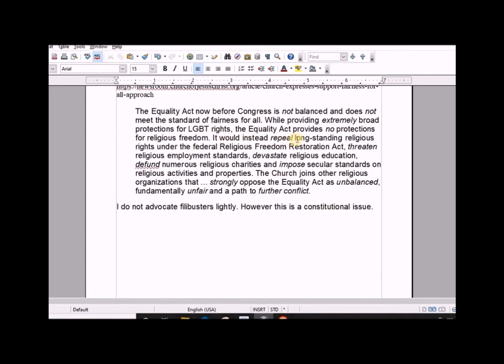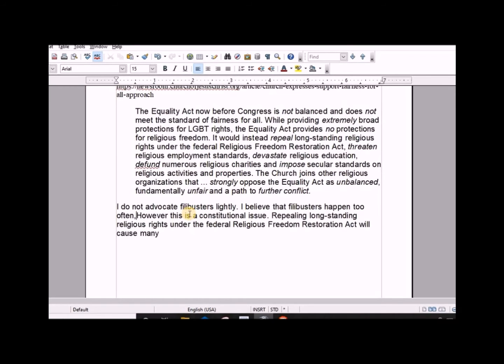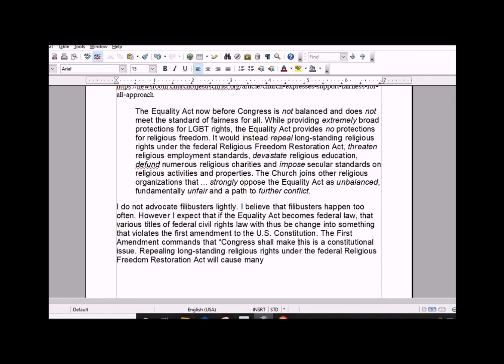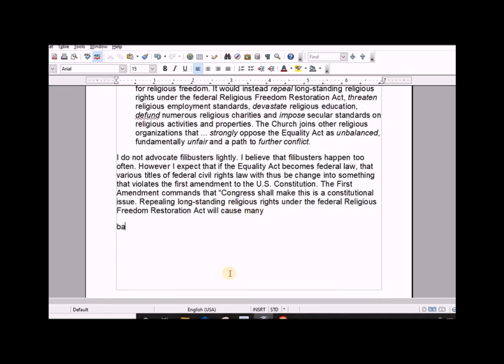It would instead repeal long-standing religious rights under the Federal Religious Freedom Restoration Act. This is a constitutional issue. Repealing, I believe, to say more clearly what I'm trying to say here.